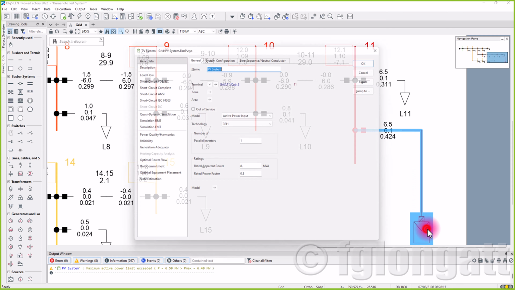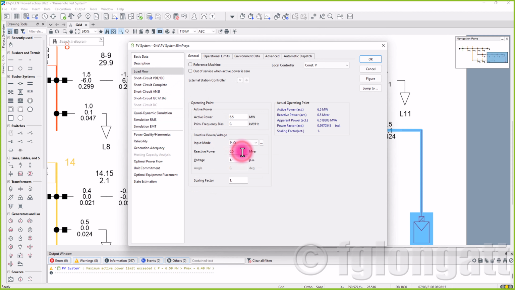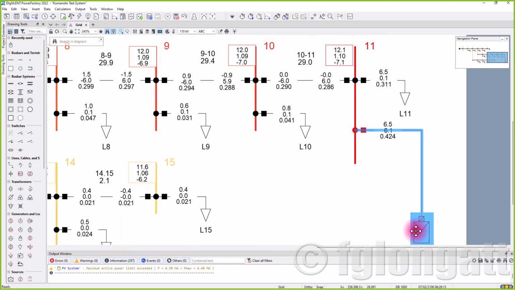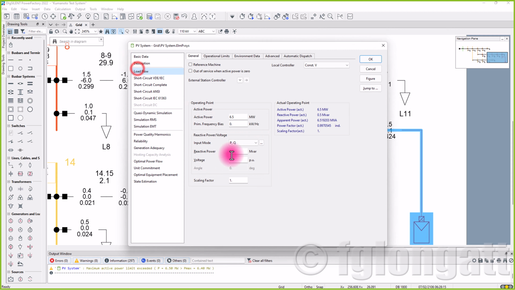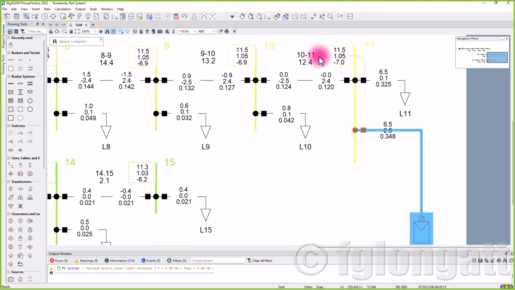And if you reduce the voltage, let me do it again, sorry. Constant V, and I will say 1.05, and I will run the load flow. At 1.05, we are talking about 2.5 MVAr here. Beautiful.